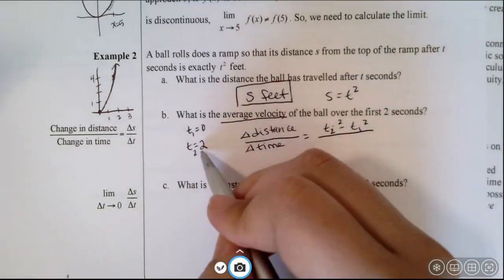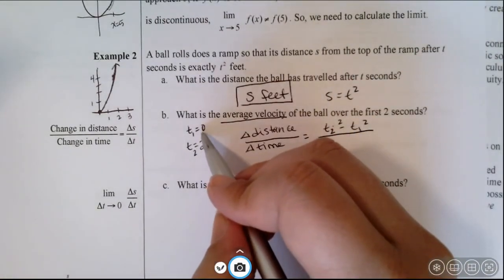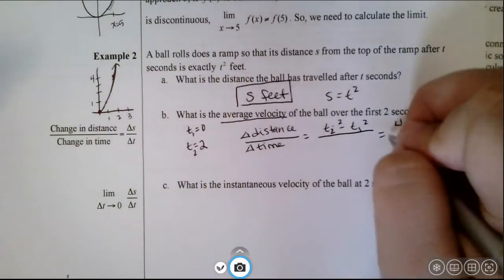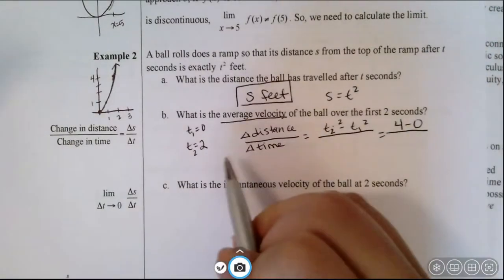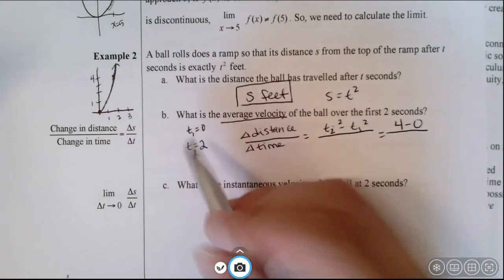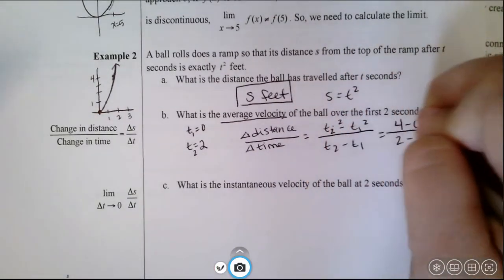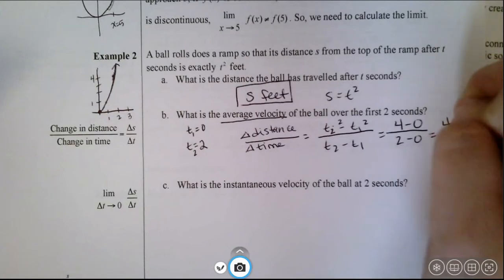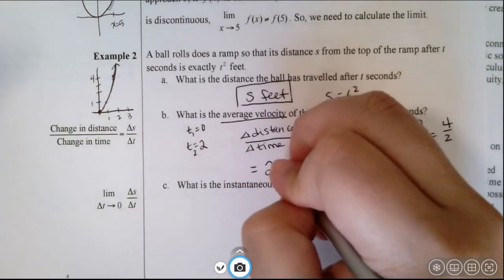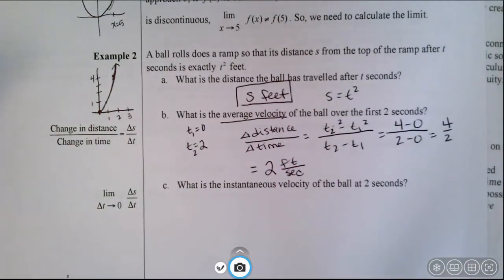The distance. So at time 2, we're at 4 feet. At time 0, we're at 0 feet. So we have 4 minus 0 as our distance. And then we have our change in time, the difference between 2 and 0, so we have t2 minus t1, which is 2 minus 0. So we have 4 over 2. We have 2. Distance is feet per second.